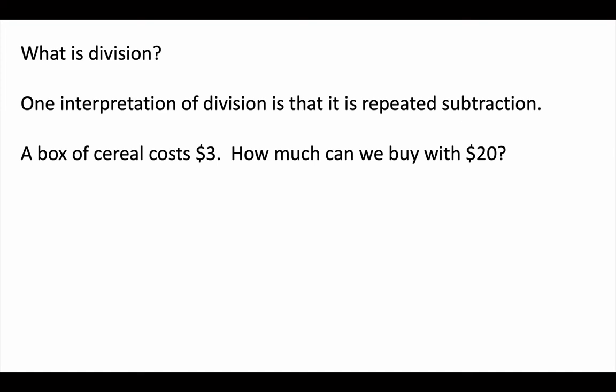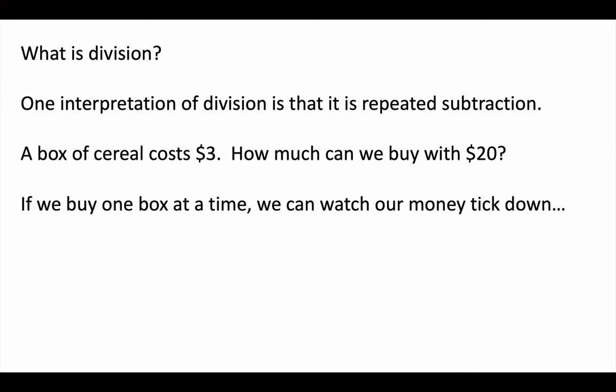If we're going to be lazy, what we could do is we could go grab 1 box of cereal, run to the counter, pay for it with our $20, get change. If our change is $3 or more, we can go back and buy another box, which we can with $17. We go back and buy another box, pay for it, we'd get $14 back, and so forth. How many boxes can we buy?